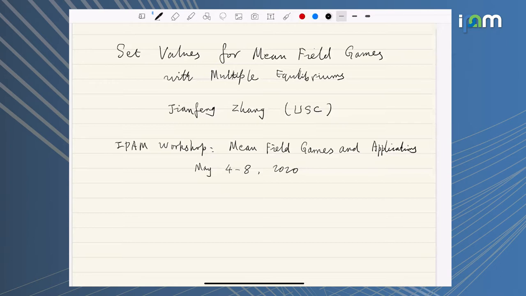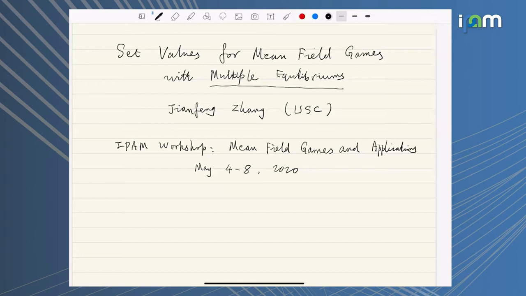So I'll talk about, of course, mean field games. I would say the keyword here is multiple equilibriums. When the equilibrium is unique, we have the master equation, etc. We saw it in the morning, and also in the afternoon, in Sebastian's talk. But there are many situations where the game has multiple equilibriums.